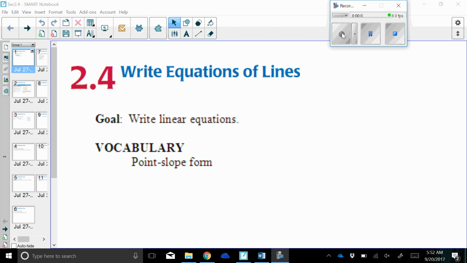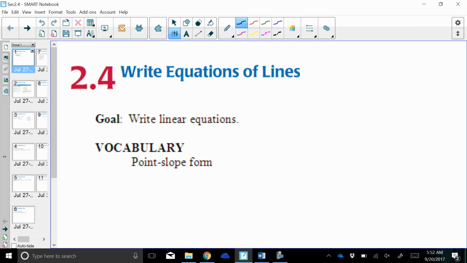So we've already used the slope-intercept and the standard form, but in this lesson we work with what's called the point-slope form. And the point-slope form is if you're given the slope and you're given 1 point, then you can write it in the form y minus y1 equals the slope times x minus x1. So again, this is if you are given the slope and a point.